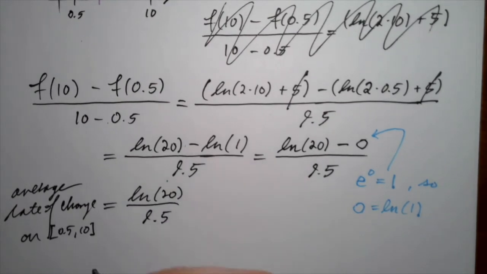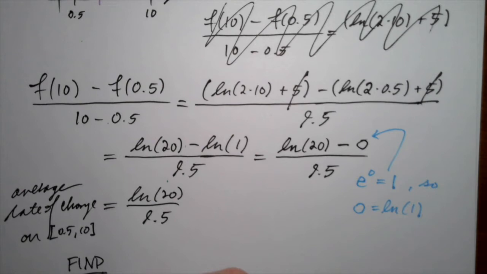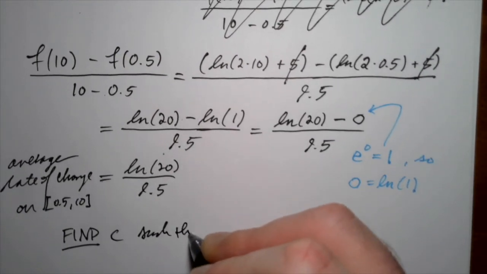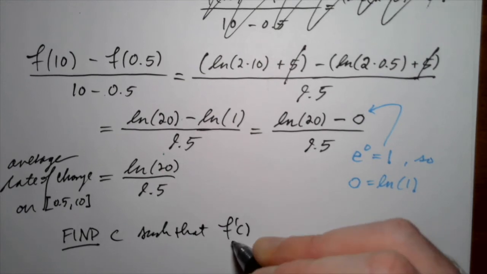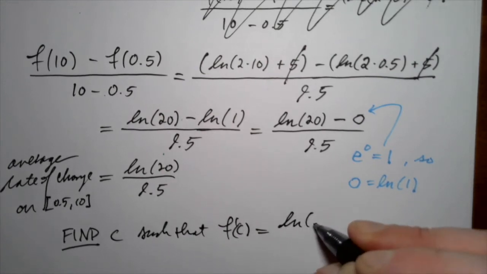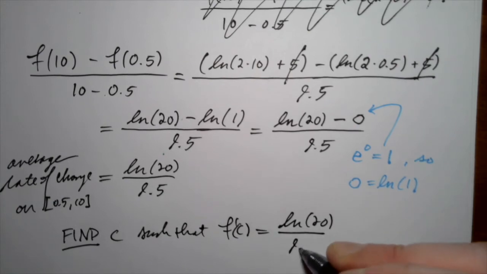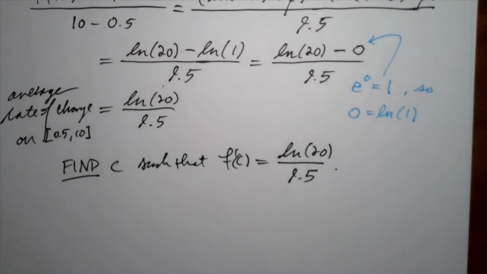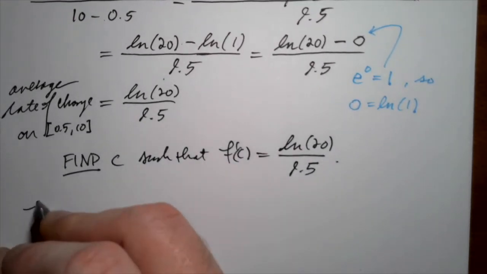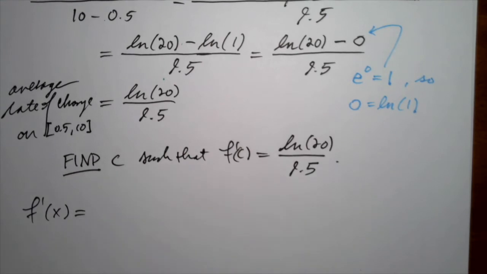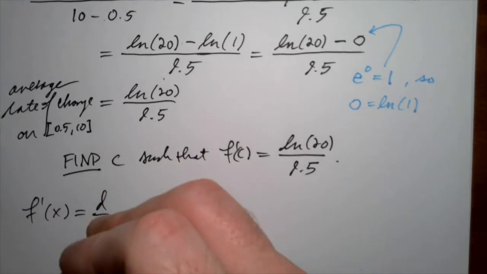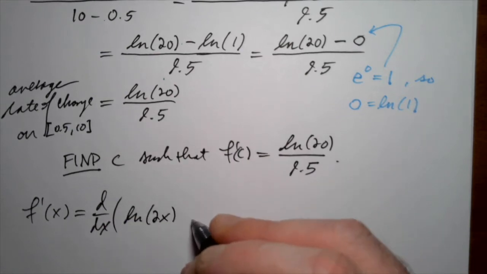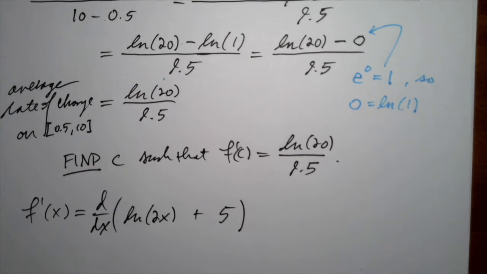Okay, so remember we're trying to find a value of c such that f prime of c is equal to that average rate of change. We're trying to find a moment in time when the instantaneous rate of change is equal to the average rate of change. To do that, we need to, first of all, compute a formula for the derivative. What's that? Well, what's the function we're taking the derivative of? It was natural log of 2x plus 5.